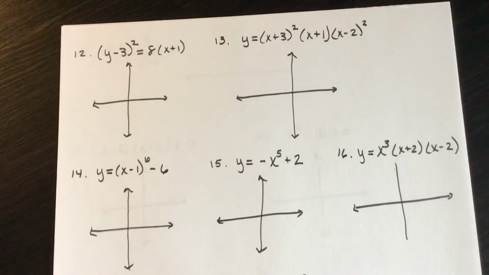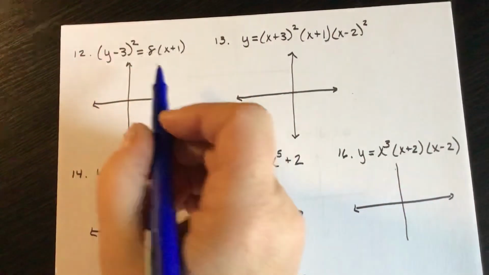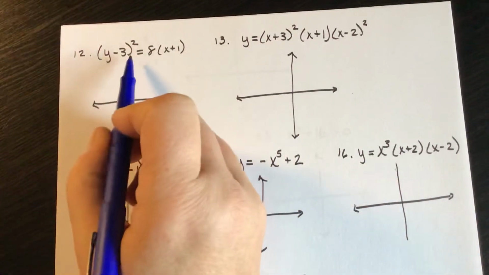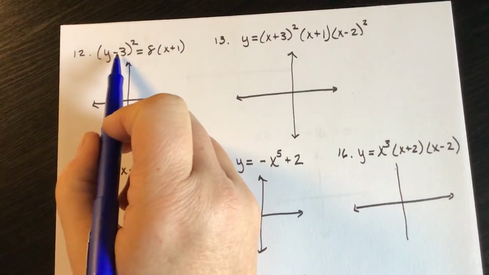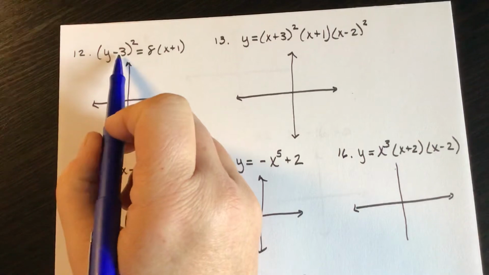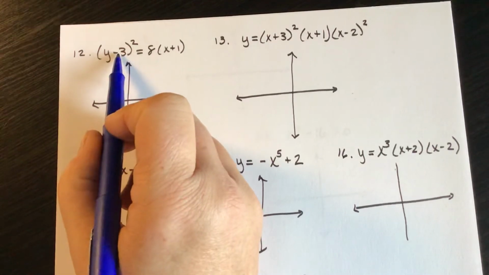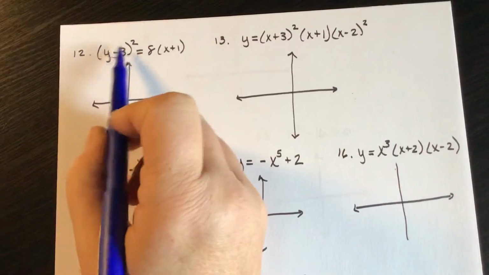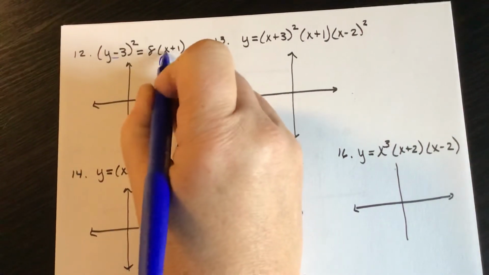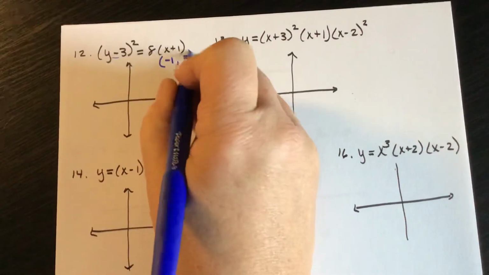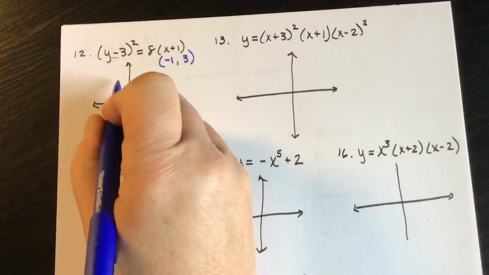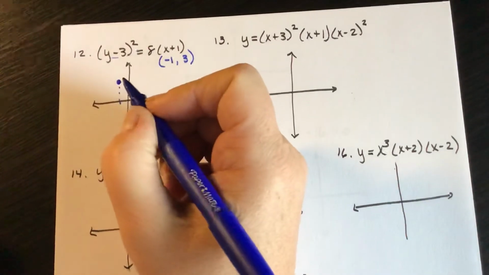All right, so number 12. 12 is a parabola, and I know this because only one of the values is squared. I'm going to have a vertex of the parabola at the number subtracted from x, which is -1. The number subtracted from y is 3. -1, 1, 2, 3. So here's my center.